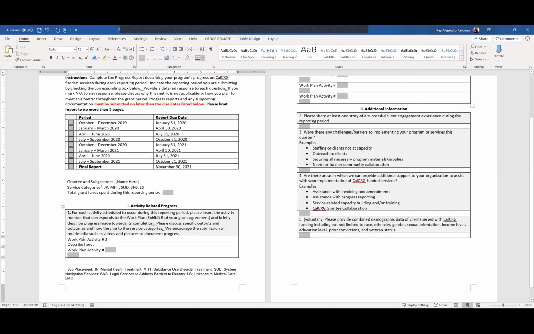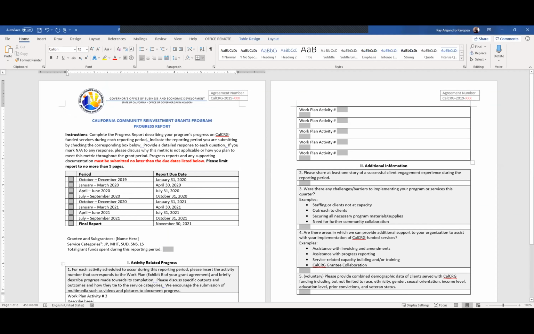Some things to keep in mind as you're filling this out is that we want to know what things happened related to that activity. Did you face any challenges? Did you complete it more than you thought? How did the priority population receive the services, or if it were related to staff, what happened? But you can describe it right here. So challenges, progress, activity number, and then the description.